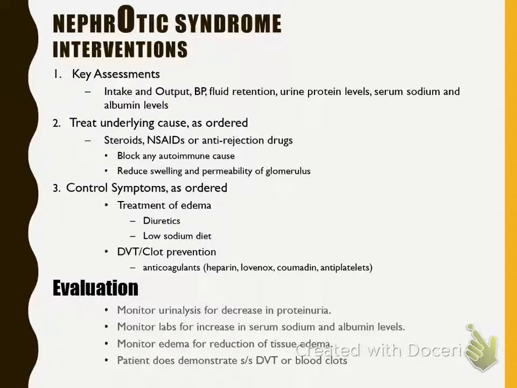My son's best friend is on tacrolimus, which is an anti-rejection drug. And that keeps him from peeing out protein. So they are like, okay, it's autoimmune.